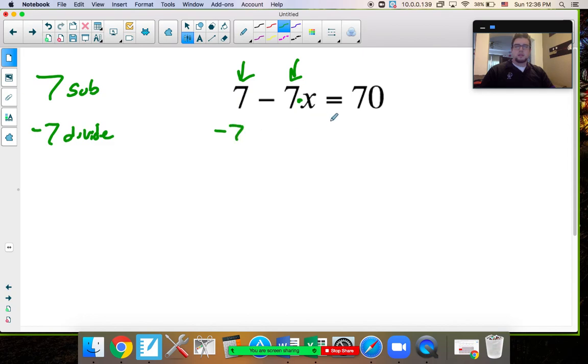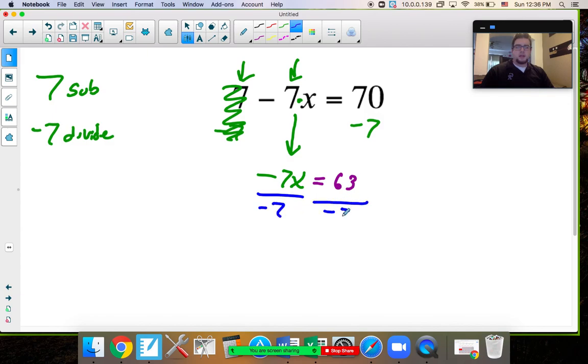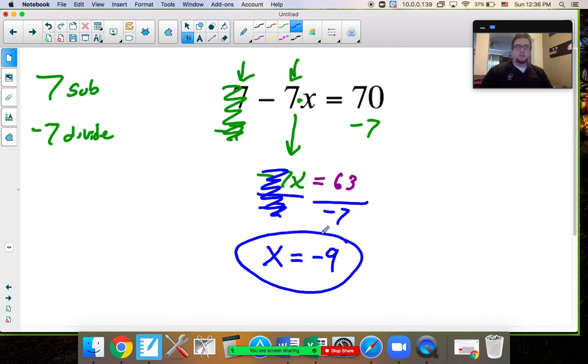So we subtract this 7. I have a negative 7x left over, and 63. I divide by a negative 7 on each side, and I get my answer of negative 9. So that's some of our two-step equation practice from what we learned in class this week.